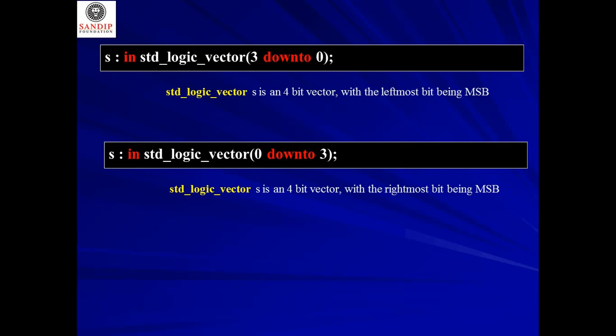Similarly, you can write it in a different way also. S colon in std_logic_vector 0 to 3. Sorry, by mistake it was written as downto, it is 0 to 3. Std_logic_vector, yes, it is again a 4-bit vector with the rightmost bit as the MSB.